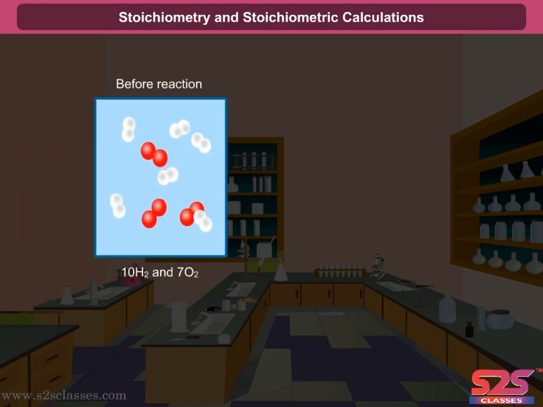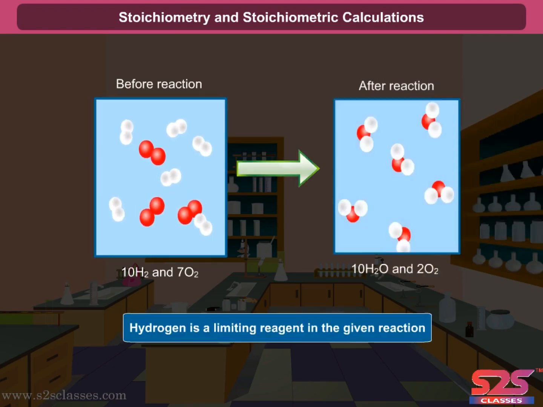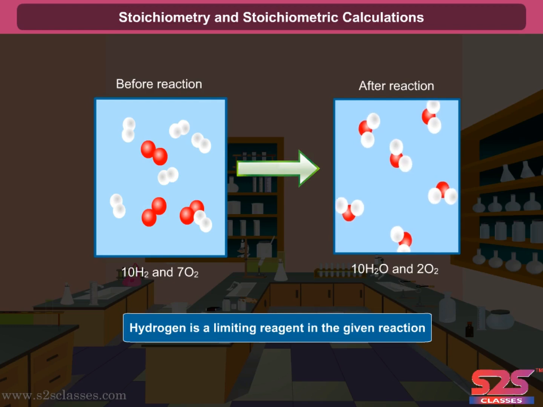For example, 10 molecules of hydrogen and 7 molecules of oxygen react and produce 10 molecules of water. It is found that 2 molecules of oxygen were retained after the reaction, whereas all the molecules of hydrogen were consumed in the reaction. Thus, hydrogen is a limiting reagent in the given reaction.